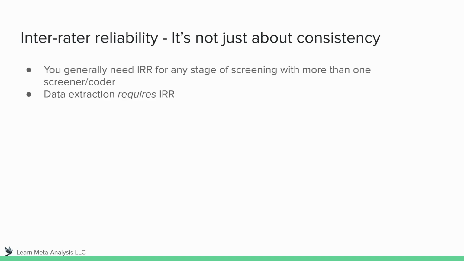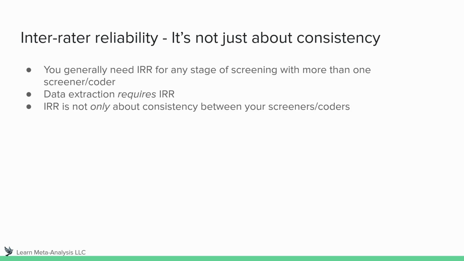Next, data extraction in terms of standards in the field essentially requires inter-rater reliability or inter-rater agreement to be reported. It is by far the standard in the field right now to have at least 20% of the sample for data extraction also independently coded by a second person so that you can calculate this inter-rater reliability or inter-rater agreement.